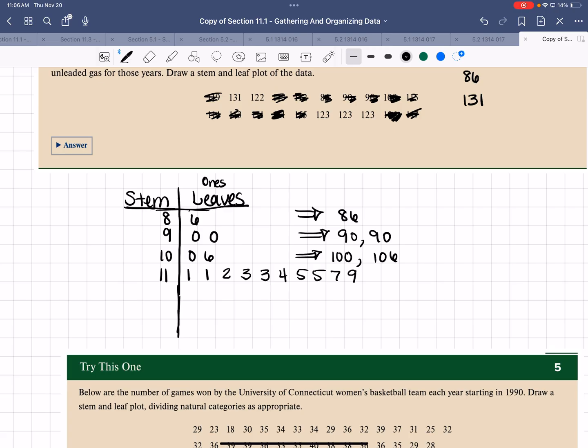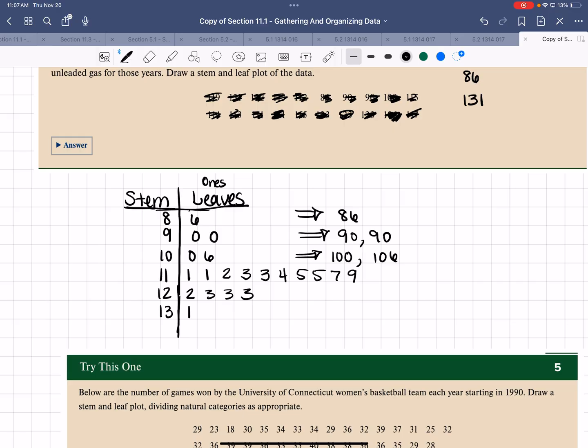Let's go up to then 120 to 129. So I've got now the 12. Do I have a 120? No. 121? 122? Yes. Yep, 1. 123? 3. 1, 2, 3. And then the only thing I have left after that is 131. So I've got my 13 and then I've got a 1.